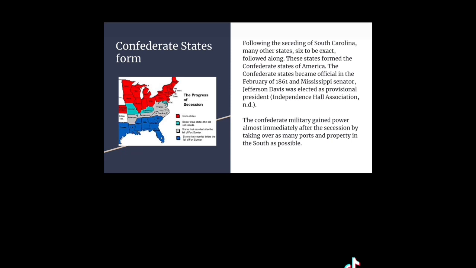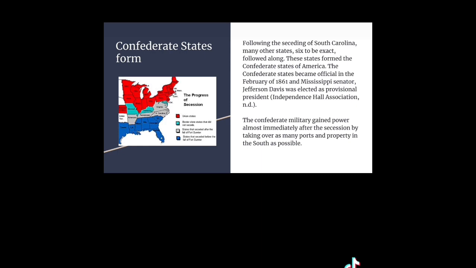Following the secession of South Carolina, many other states followed along. These states formed the Confederate States of America. As you can see to the left in this image, all of the royal blue states were states that seceded before the fall of Fort Sumter. The Confederate States became official in February of 1861, and Mississippi Senator Jefferson Davis was elected as provisional president.